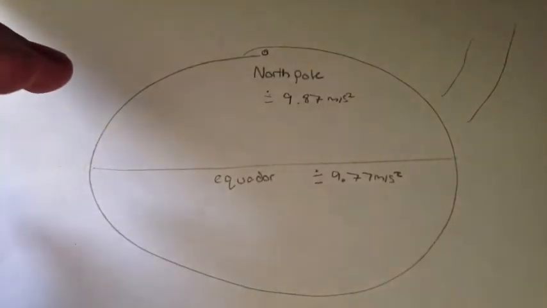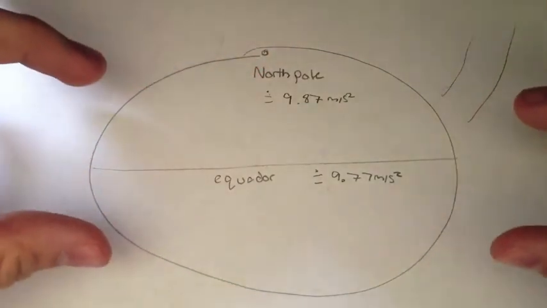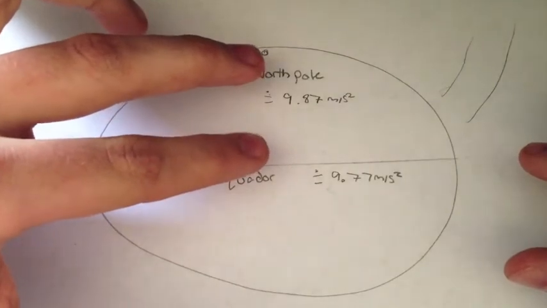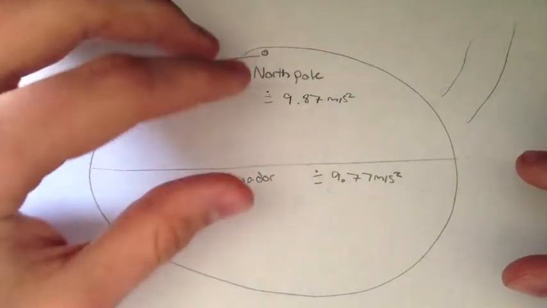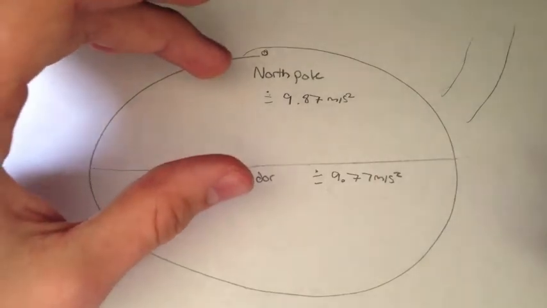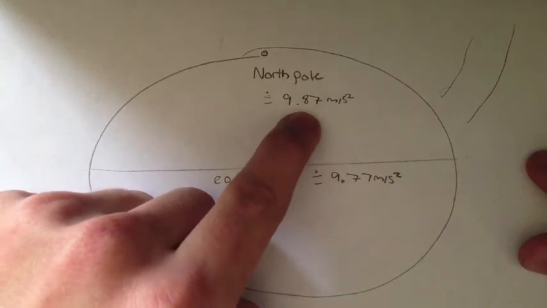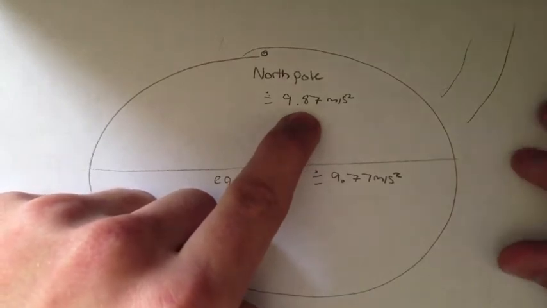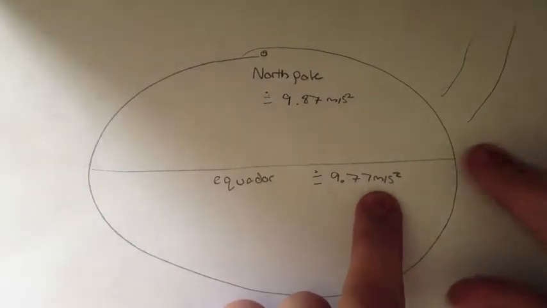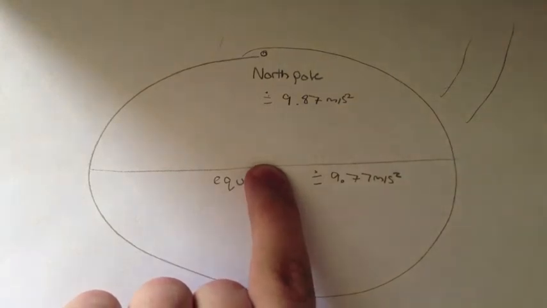Earth is an oblate spheroid, so it is more squished at the poles and has a smaller radius, and it is elongated along the equator. The North Pole, because it has a smaller radius towards the center of the Earth, has a stronger force than the equator, which in turn gives it an average acceleration of 9.87 meters per second squared. The equator has an average acceleration of 9.77 meters per second squared because it has a longer radius.